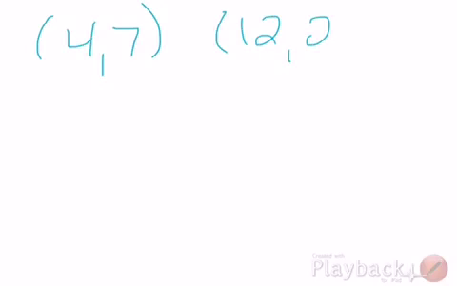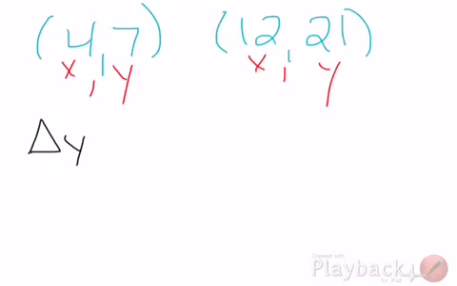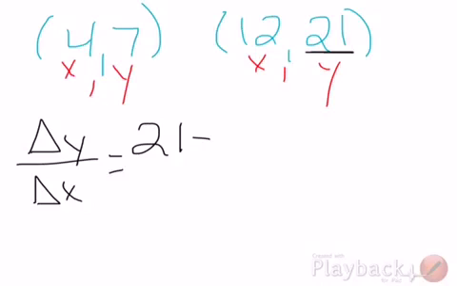Another way you could be asked to find the slope is if we give you 2 ordered pairs. So let's say, for example, you have 4, 7 and 12, 21. Okay, so we know that when you have ordered pairs, it's always x comma y, x comma y. So once again we're looking for the change in y over the change in x. We're going to take one of our y values. I like to start with the biggest number, so I'm going to start with 21. And then you subtract from it the other y value, which in this case is 7.